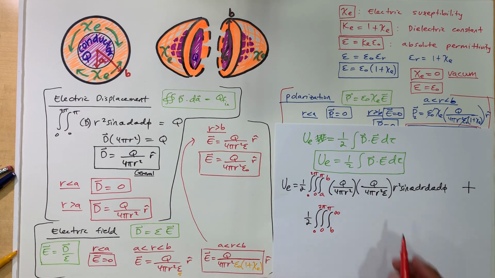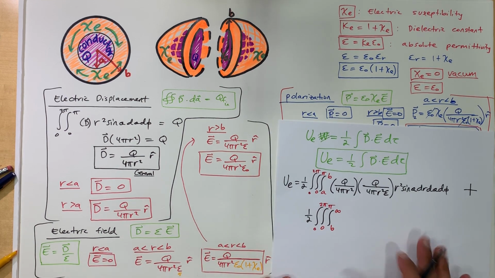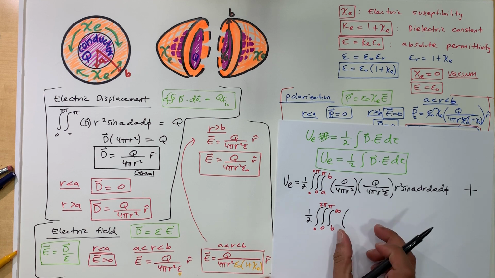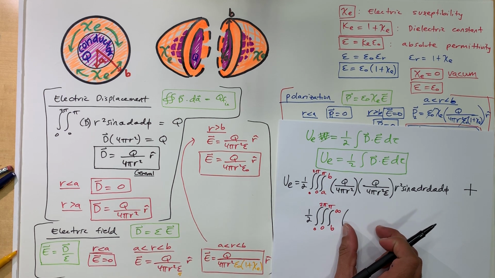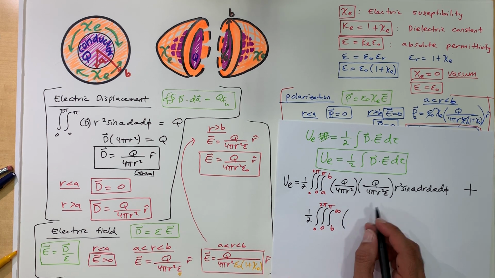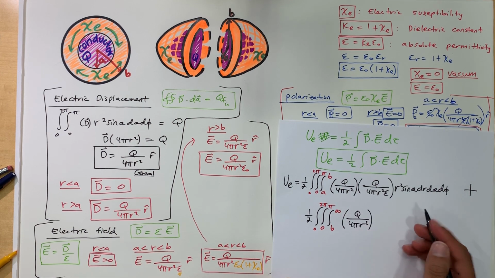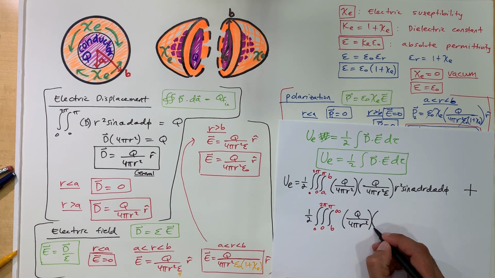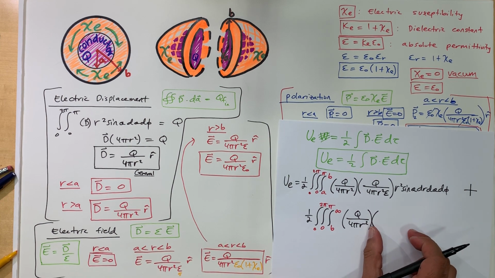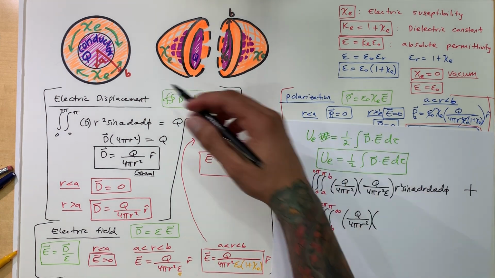Okay, so now the displacement in that region is the same. We got Q over 4 pi r squared, and the electric field in that region outside.